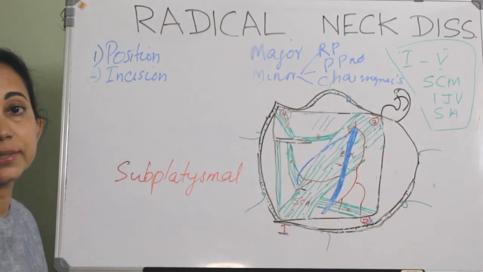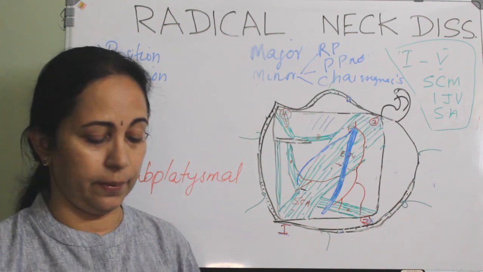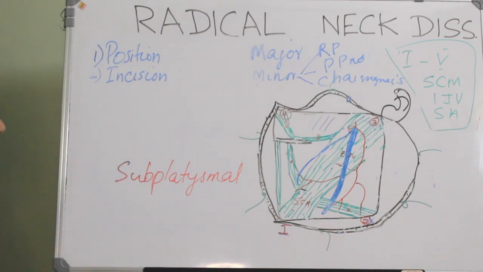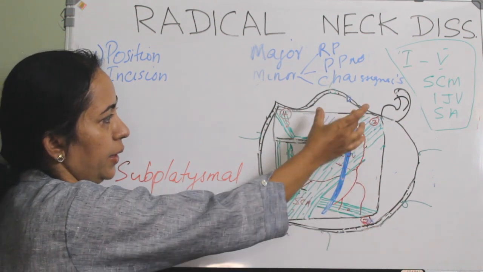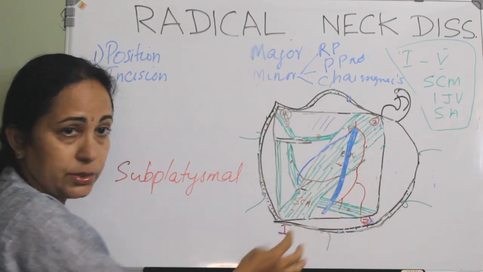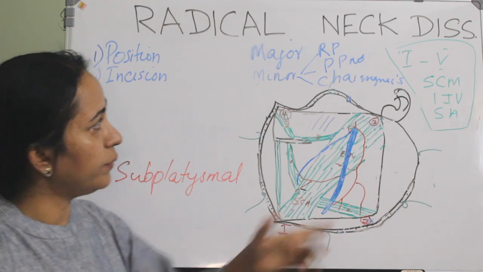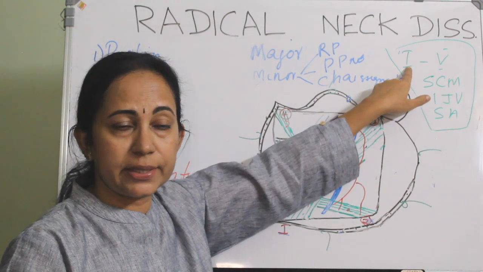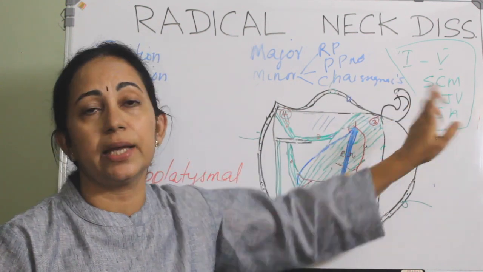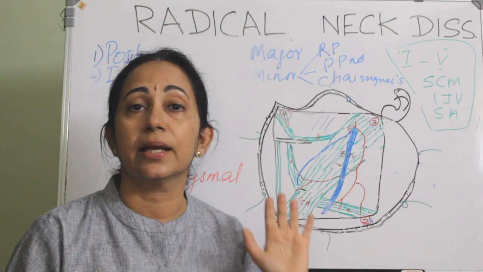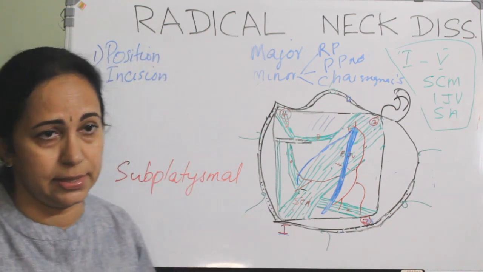After elevating the flap, this much area should be clearly accessible to the surgeon. Okay, after that, now you are seeing the sternocleidomastoid, omohyoid and external jugular vein, and we have to remove lymph node levels 1 to 5, sternocleidomastoid, IJV and spinal accessory in a classical radical dissection, isn't it?